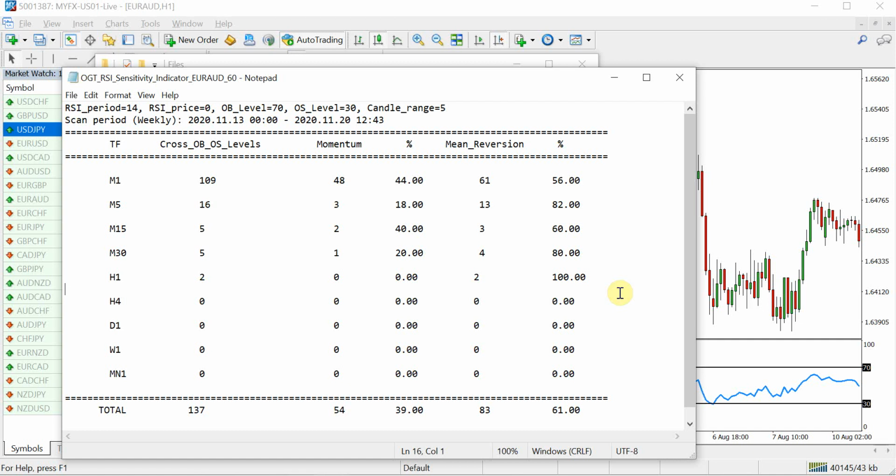And it also gives you some interesting data from a time frame perspective. Now you've got to bear in mind if you're only doing a week, obviously you're going to get more crosses of the overbought and oversold levels on lower time frames than you do on higher time frames. But you can see here that on the M1, it's above 50, below the average, but above 50.